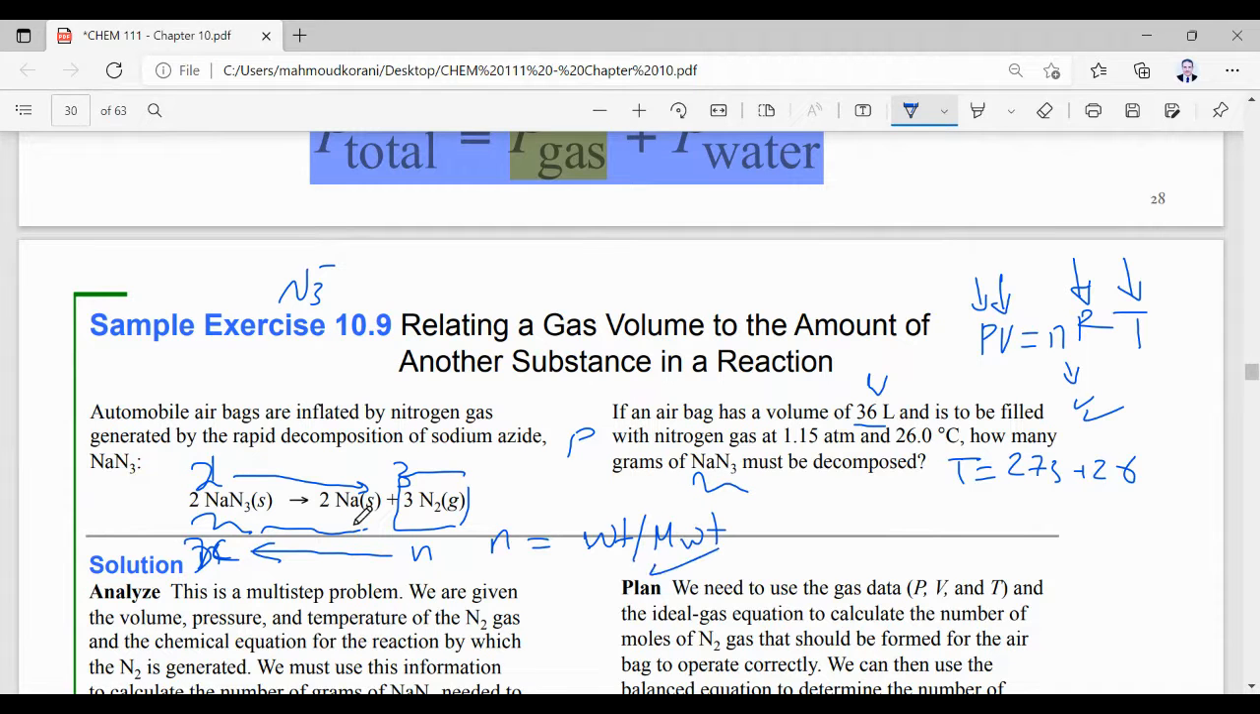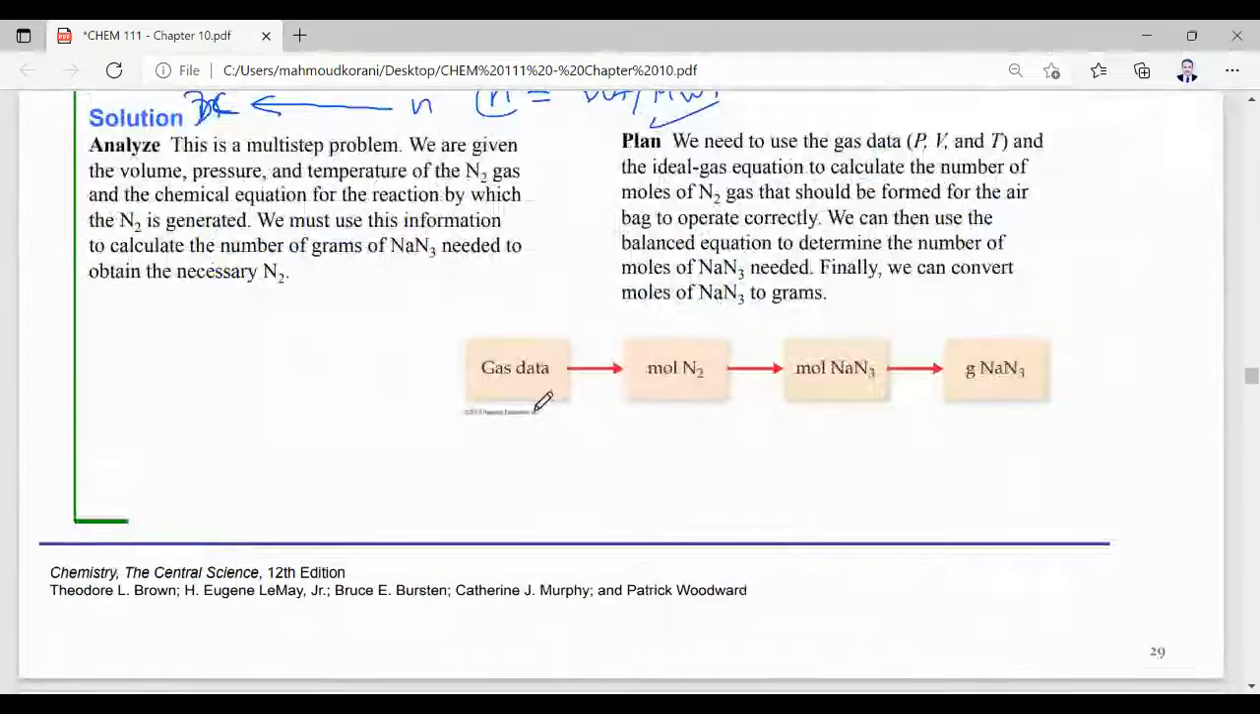You have the molecular weight of sodium azide from the periodic table: 23 plus 3 times 14. And the weight is what is required to be calculated. You need to calculate it, and this N you got it from X. Okay, that's great. This is the plan.